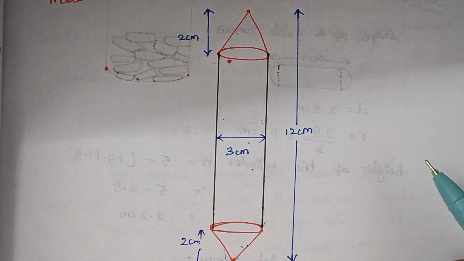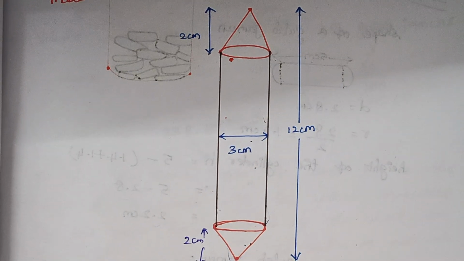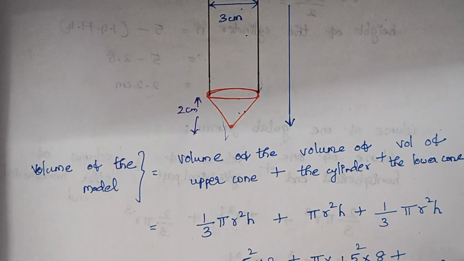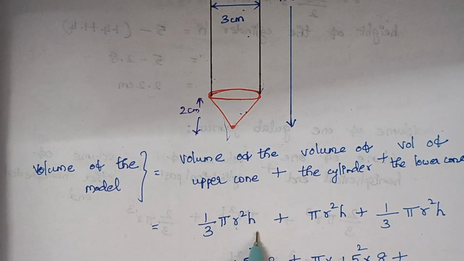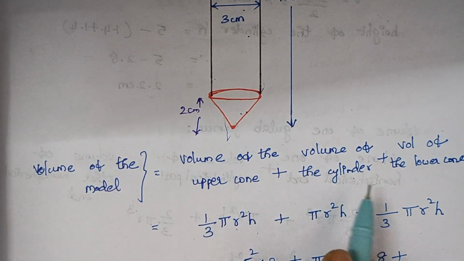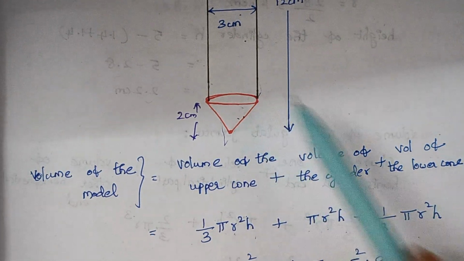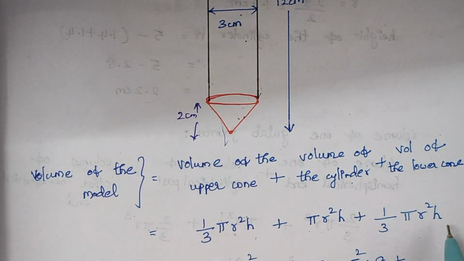That's it. So here the thing is, you have to know the formulas clearly. So what about the volume of the cone? It is 1 by 3 pi r square h. What is the volume of the cylinder? It is pi r square h, and again the volume of the lower cone is 1 by 3 pi r square h.